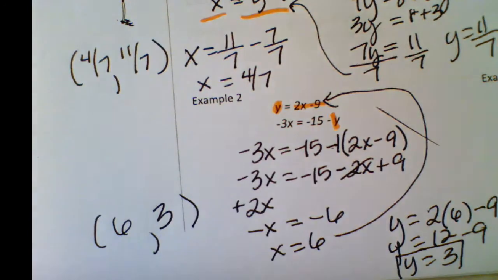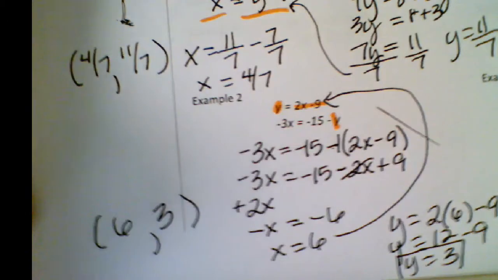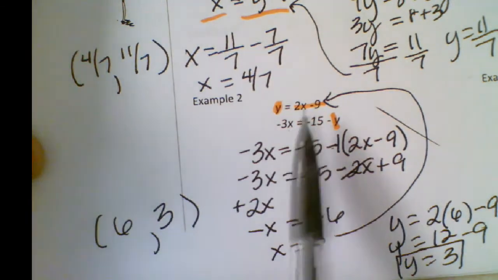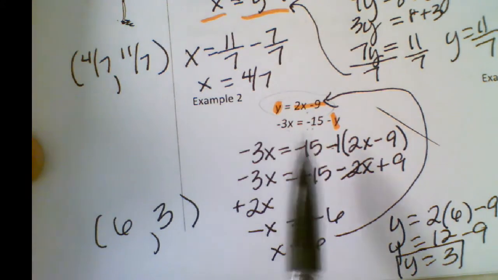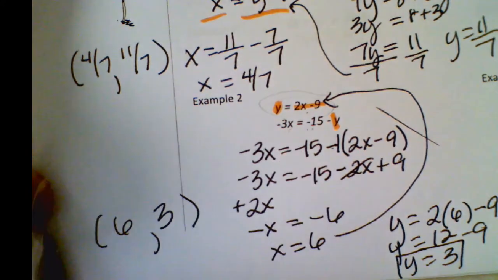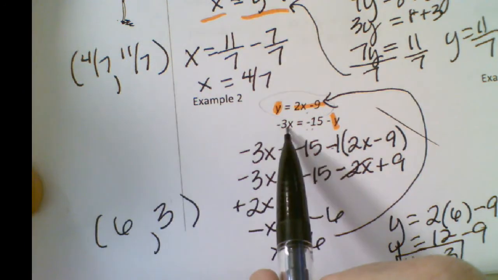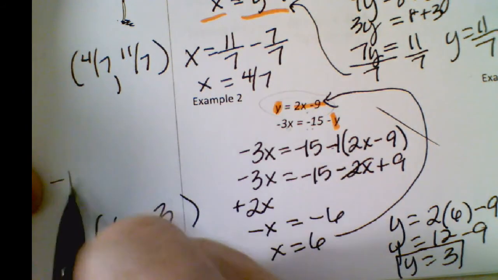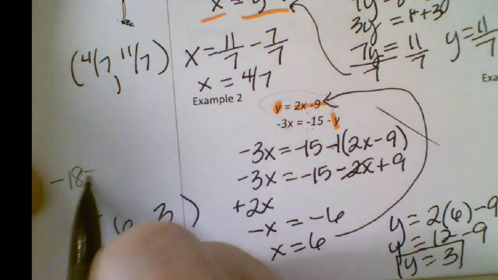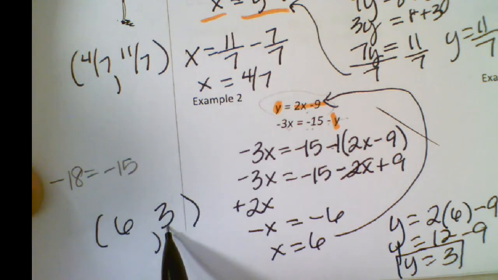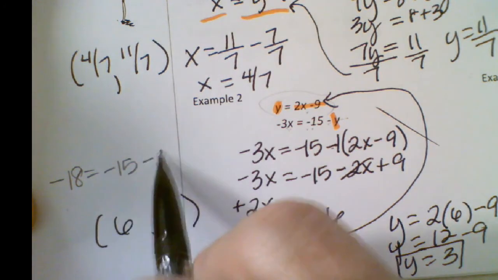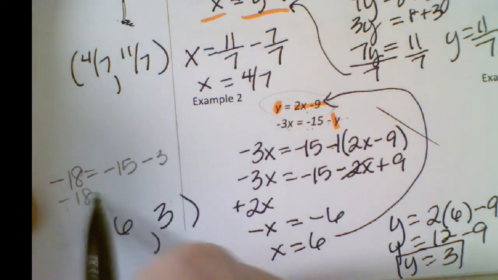Are we going to check our work to make sure that that's correct? Of course we are. So since we used that top equation to solve for y, let's use the second equation to check our answer. So negative 3 times 6 is what? Negative 3 times 6. Negative 18 equals negative 15. And since it's negative y, what's the opposite of our y? And what's negative 15 minus 3?